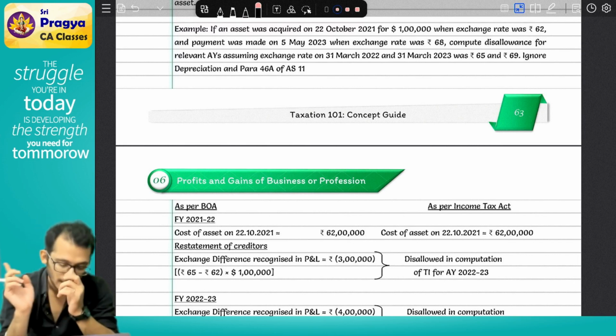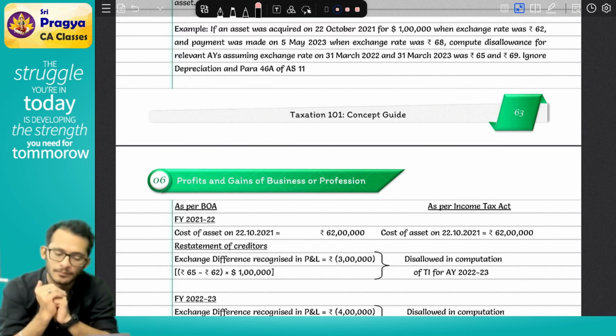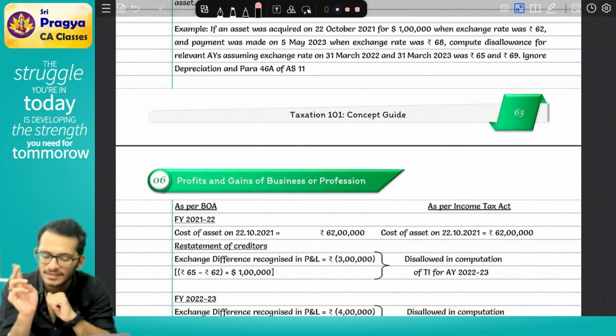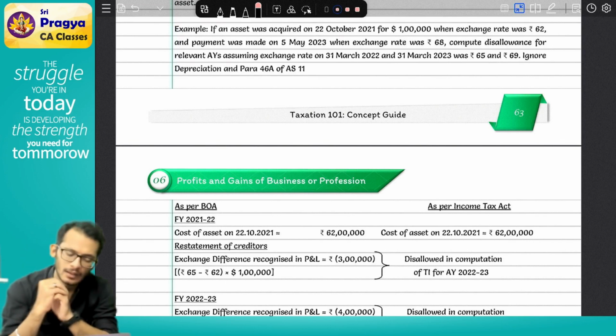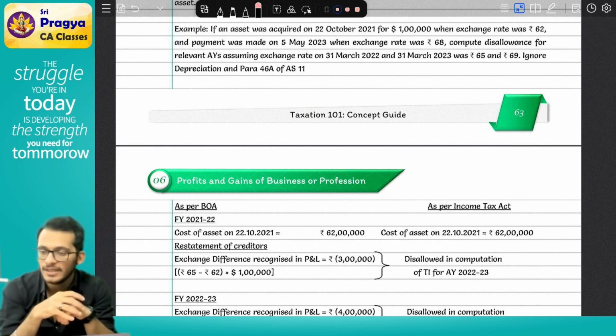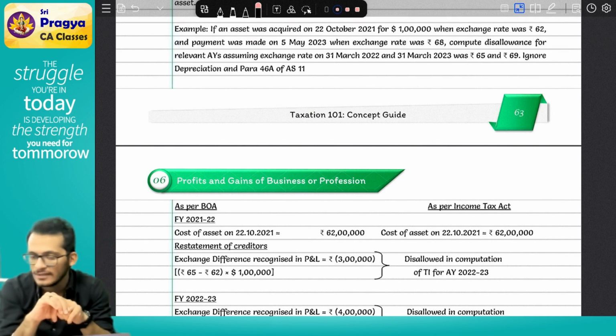Accounts is saying, Rahul, exchange rate as on 31st March 22 is 65 and 31st March 23 is 69. You are required to ignore depreciation and tell me how to value the asset. Now let's do accounts first.